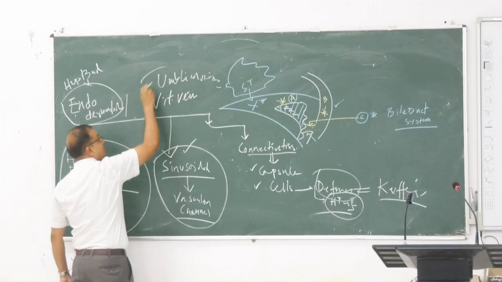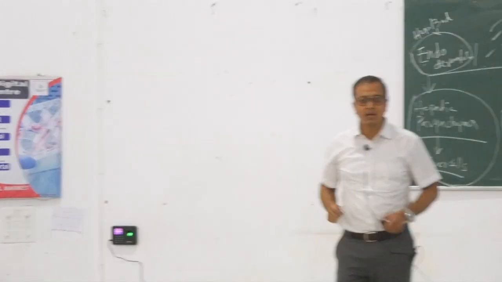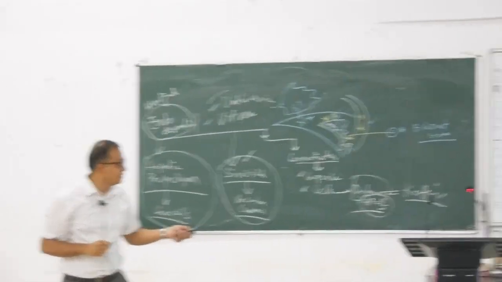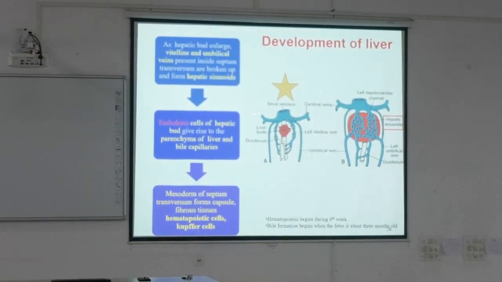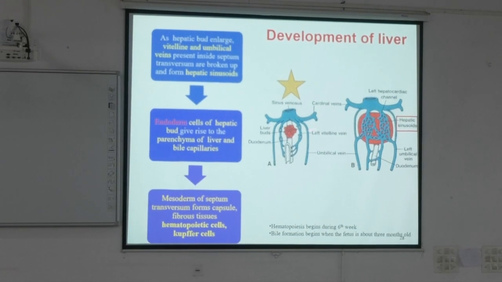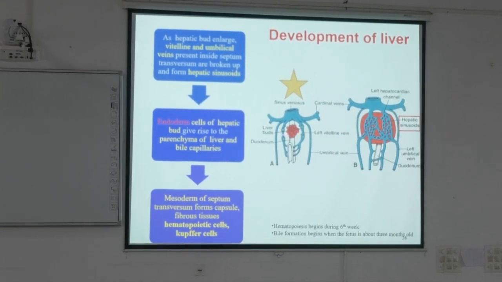So from these particular sources they are coming. What are these particular veins? They are primitive veins penetrating through the septum transversum and eventually draining to the developing future heart, which is known as sinus venosus. So this part, the hepatic sinusoids, are derived from the breakage or transformation of this umbilical vein and this vitelline vein.